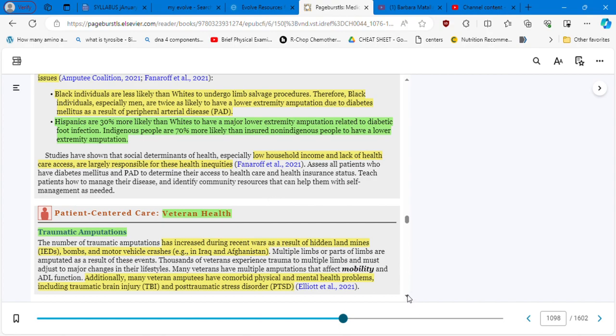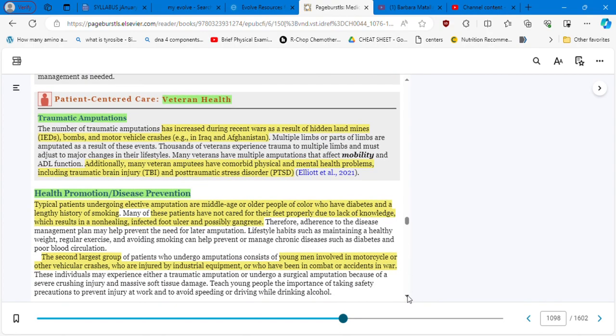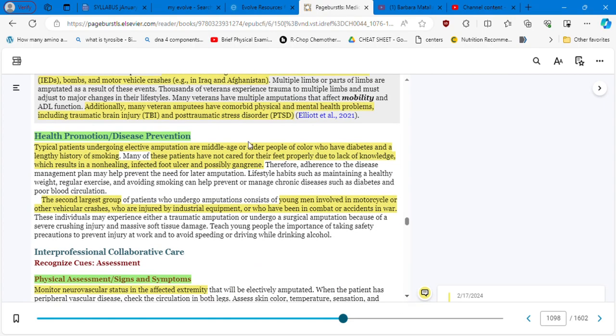Now let's talk about the veteran health. Traumatic amputations have increased during recent wars as a result of hidden landmines, bombs, and motor vehicle crashes, especially in Iraq and Afghanistan. Additionally, many veteran amputees have comorbid physical and mental health problems, including traumatic brain injury and post-traumatic stress disorders. Ay, our veterans. I feel sorry for them.